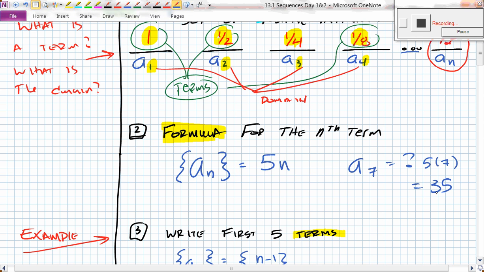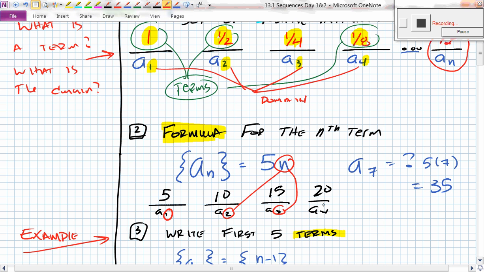That's just 35. So if I was going to write out this sequence, what would the first term be? 5. Good. What's the second term? 10. What's the third term? 15. What's the fourth term? 20. How are you doing this? Yeah, you're multiplying the input value, which is a 1, for the n. Input value for the n, input value for the n, input value for the n, and the outputs are 20, 15, 10, and then 5. So we can go to any term that we want to, or plug in any term that we want.